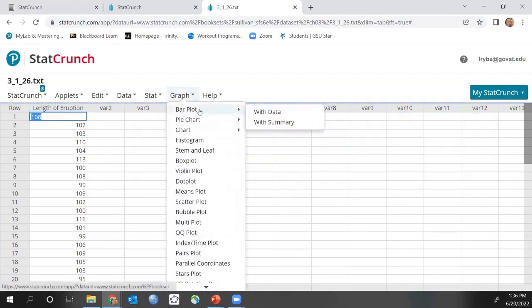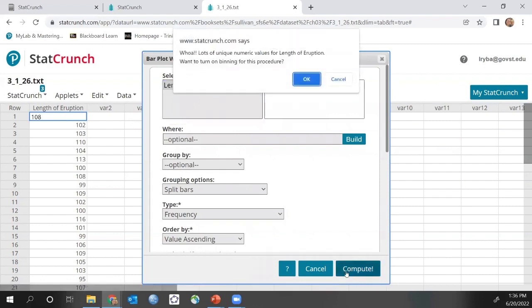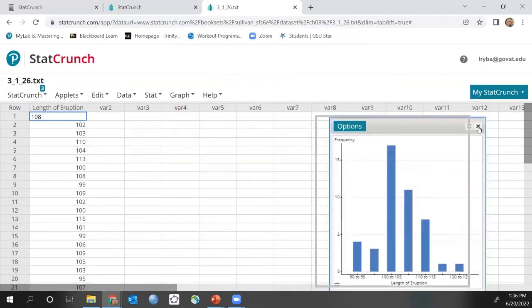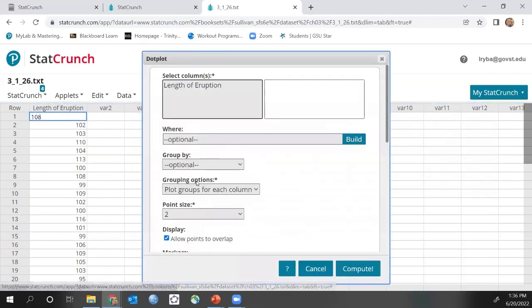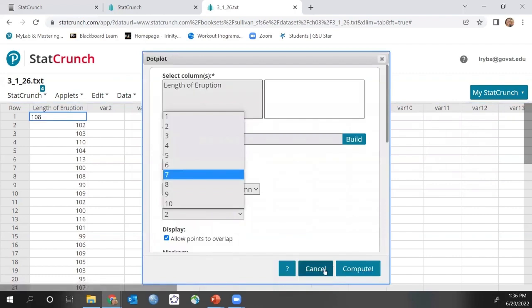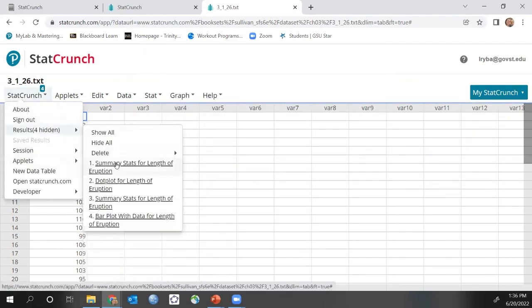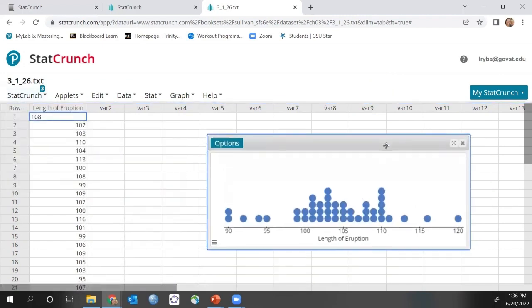So I could go to bar with data. It's going to be the same as a dot plot. Oh, except that it's going to bin it. I don't want to do that. So dot plot is the best way for this one because I have a ton of data. So go back to my dot plot. Dot plot's going to be your best bet because if you have a large set of data, it's not going to like making the bar graph for you. It's going to want to make a histogram.